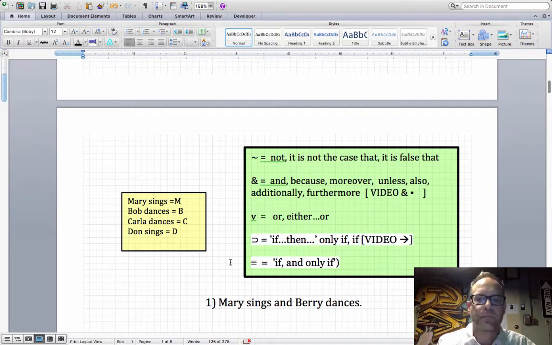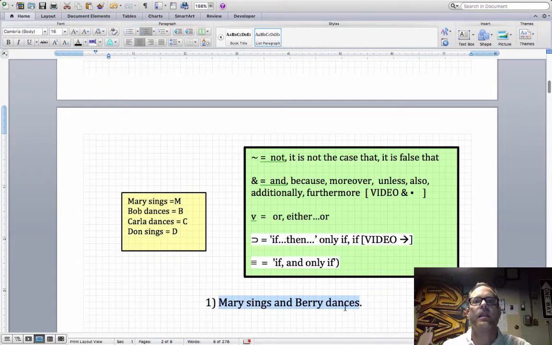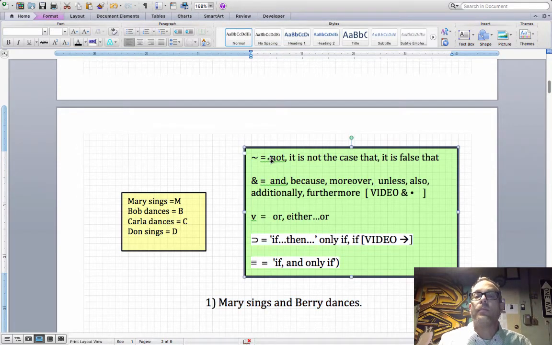So I'm going to take this sentence right here, Mary sings and Bob dances, and translate it into sentential logic or propositional logic. It's just a fancy way of saying logic on sentences or logic on statements. I've translated every single one of these sentences beforehand as M, B, C, or D, and there will always be that little legend up there. I have also listed all of our logical operators.